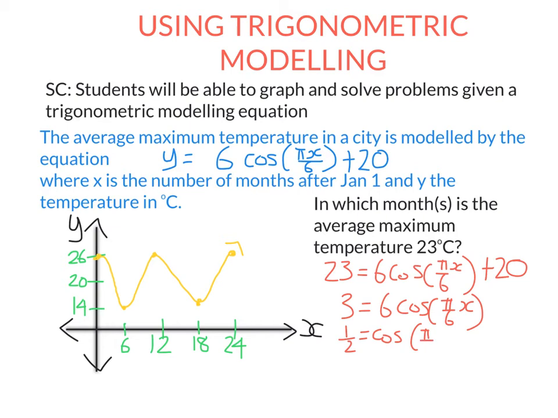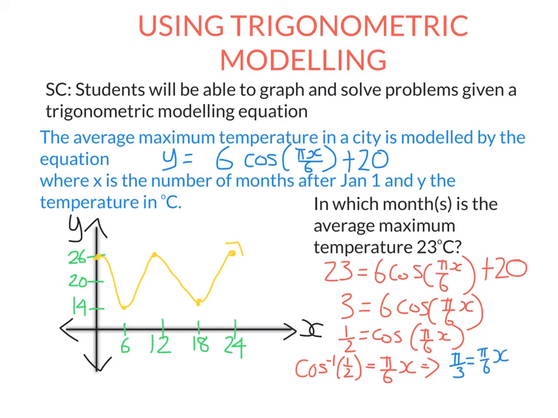Remember, when you're down to just cos of something, you take the cos inverse. So if I take the cos inverse of both sides, cos inverse of a half on the left-hand side, and on this side I'm just left with what is in the brackets. Now the cos inverse of a half, remember there are a few different answers. Because this is in radians, we want to give those answers in radians. For cos inverse of a half, one answer is 60 degrees or pi on 3. So then we'd have pi on 3 equals pi on 6x.